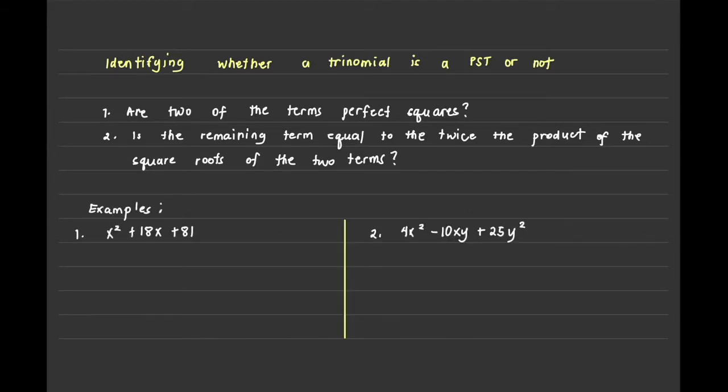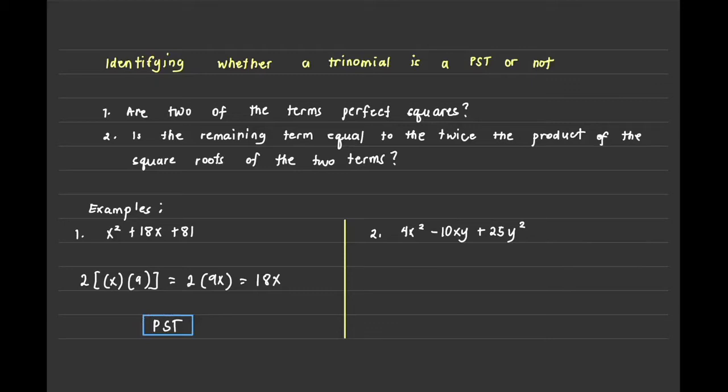Number 1. Here, the first and third terms are perfect squares. Getting twice the product of their square roots, we have. Notice that we use positive 9 instead of negative 9 because the remaining term has a positive sign. Otherwise, we will use negative 9. Now, since 18x is equal to the remaining term, we can say that the trinomial is a perfect square trinomial.